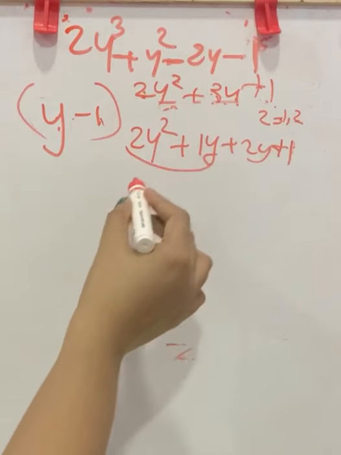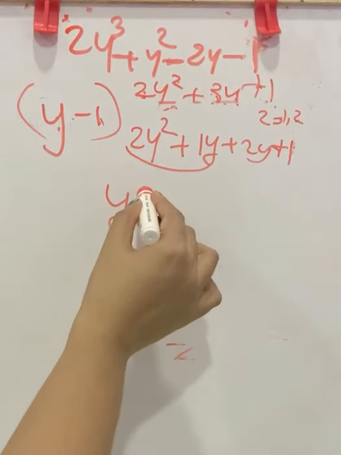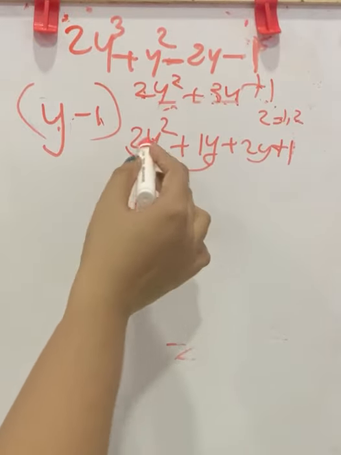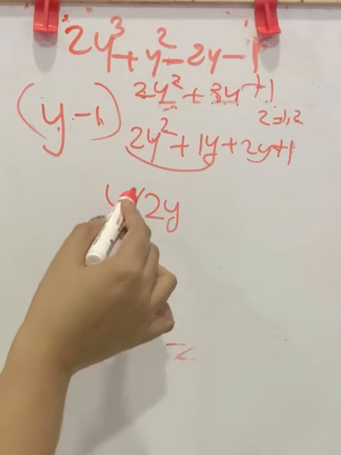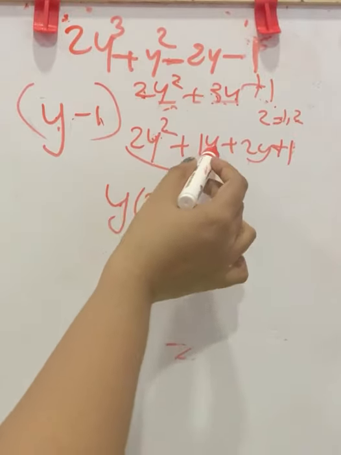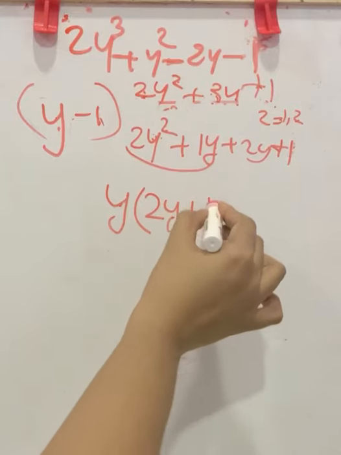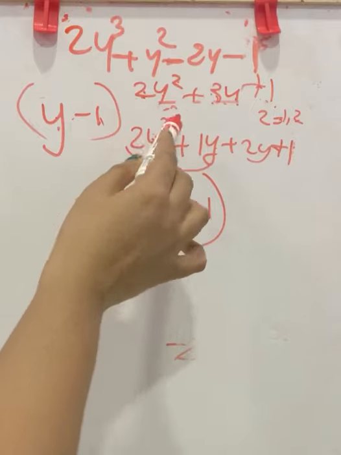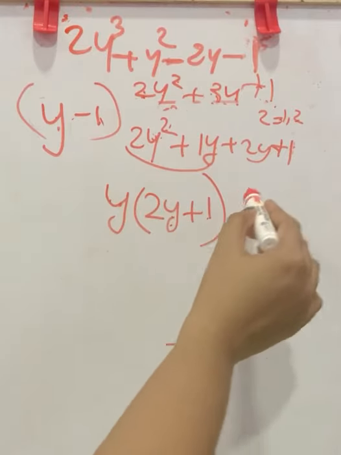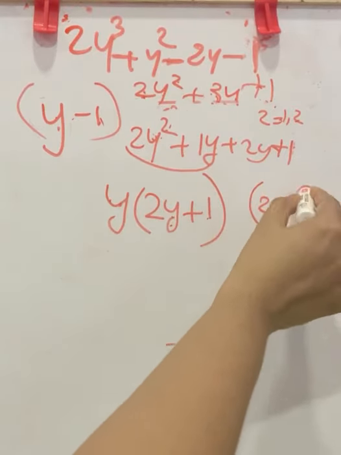Now from these two terms, you will take y as common. From here y is taken outside, balance will be 1y. Because 1y is taken, balance is 1y here. Here already y is taken, balance is plus 1. Now we can open it and verify. Y into 2y, 2y square. Y into 1, 1y. Now write the bracket here first.